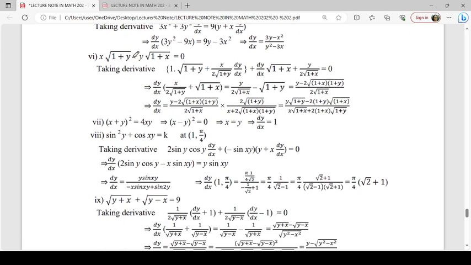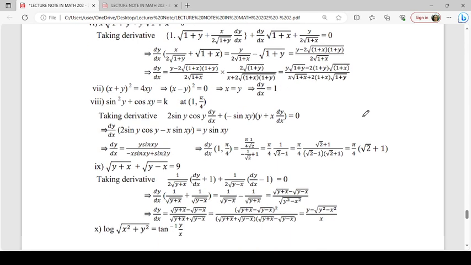So this one is x root over 1 plus y, so derivative of x is 1 into root over 1 plus y, then ddx of, so x is kept as it is, then ddx of root over 1 plus y is 1 by 2 root over 1 plus y, then ddx of 1 plus y is 0 plus dy dx, plus for this part derivative of y is dy dx into root over 1 plus x, then y into ddx of root over 1 plus x is this one. Then we separate this dy dx, and then we divide by this, we get this result.